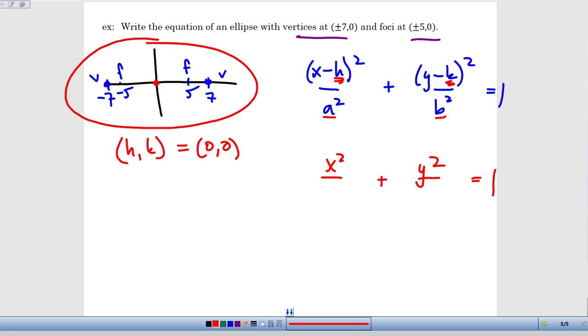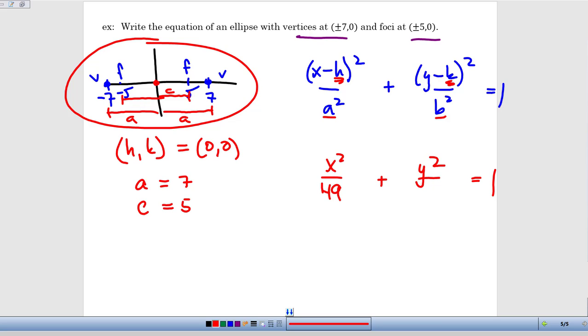We also know what a is, because remember, a is that distance from the center to the vertices. So that's 7. We're extending 7 to the left and 7 to the right. So if a equals 7, then that means a squared is going to be 49. So then the last thing we have to figure out is what b is. Now be careful, b is not this distance here from the center to the foci. That is c. So we know that c is 5 units. That's the same in both directions.